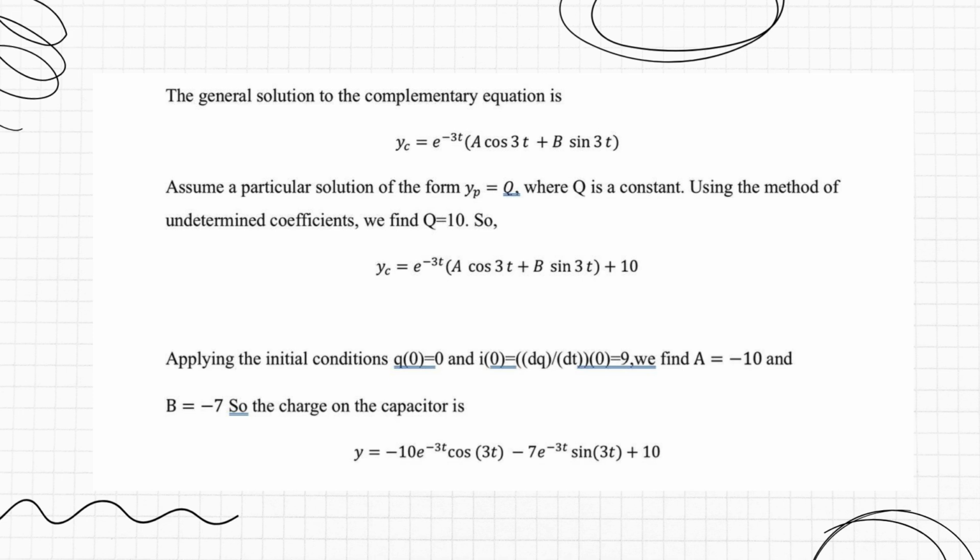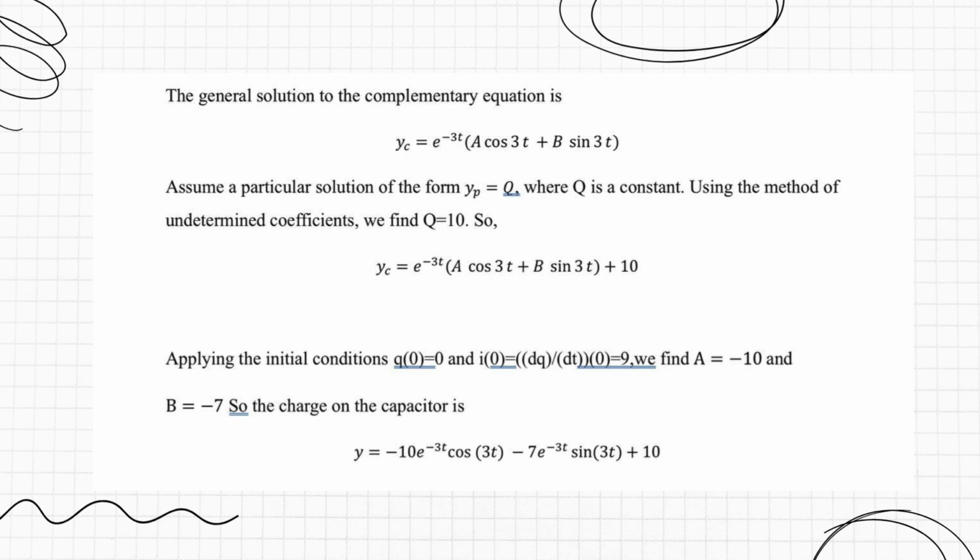Then we assume a particular solution of the form yp equals q, where q is a constant. By using the method of undetermined coefficients, we found that q equals 10. So y equals e to the power of negative 3t times a cos 3t plus b sin 3t plus 10.